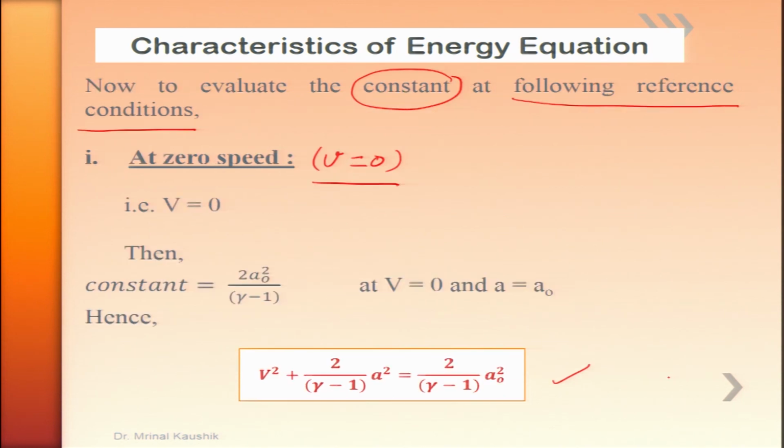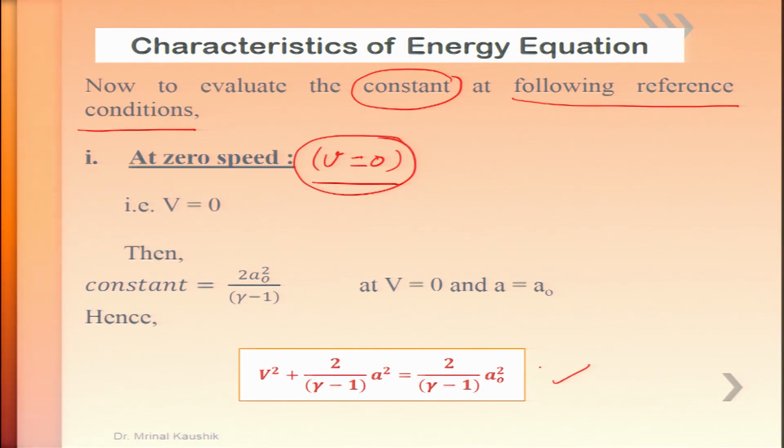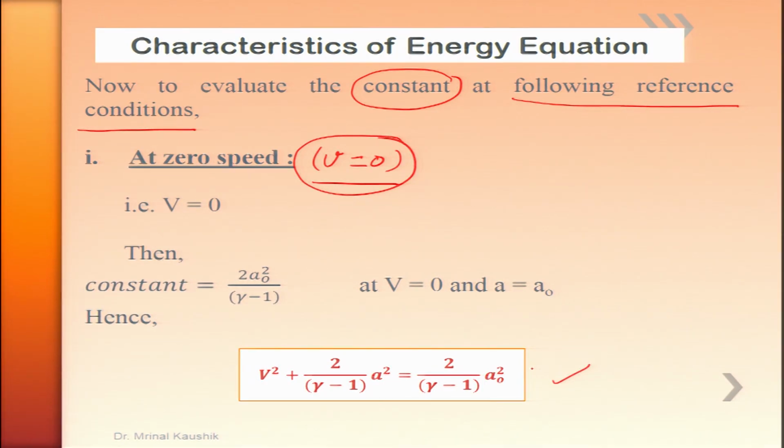The first condition which we take: let us say the velocity is 0, that is speed is 0 here. If speed is 0, that is, isentropically bringing the flow to rest, then it becomes immediately the stagnation speed of sound A naught, and hence the first kinematic form which we have written is v square plus 2 upon gamma minus 1 A square is equal to 2 upon gamma minus 1 A naught square. Now, this is for the case when the flow is brought down isentropically to rest.